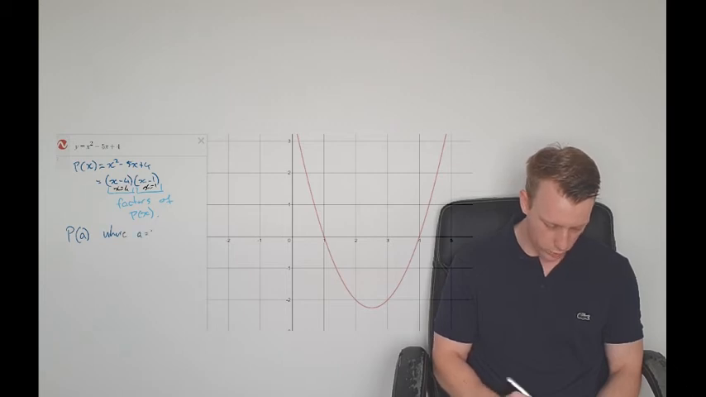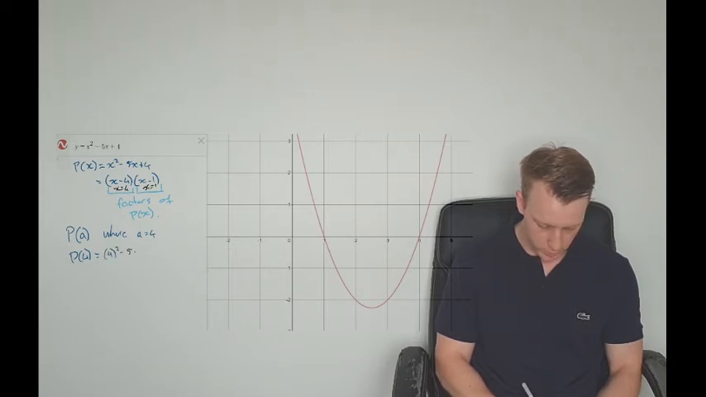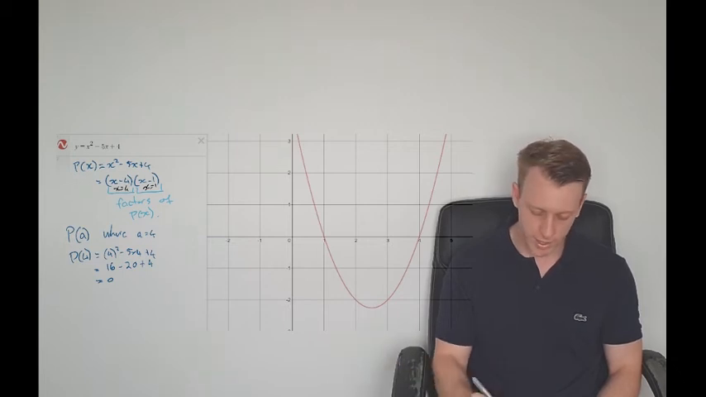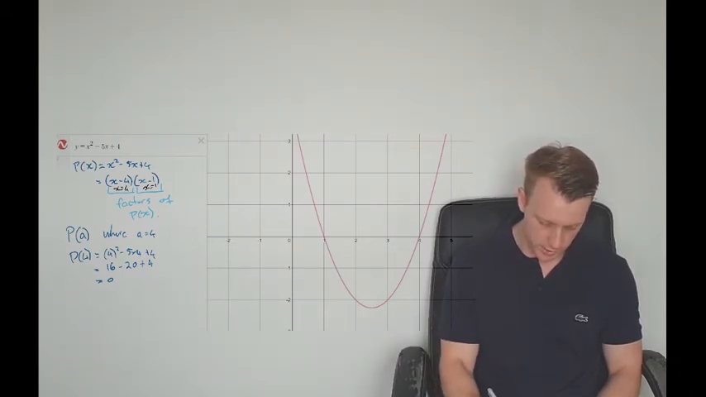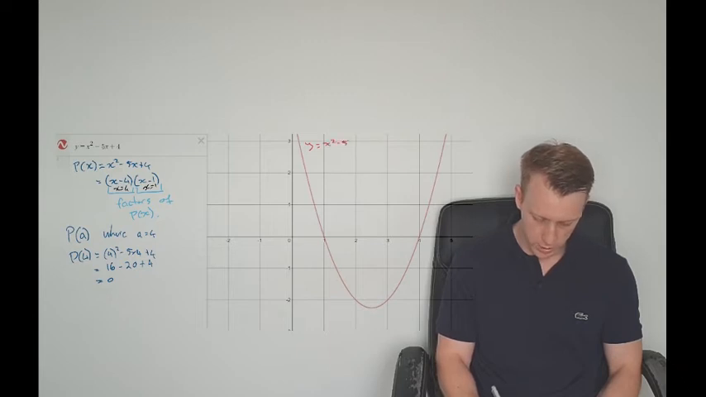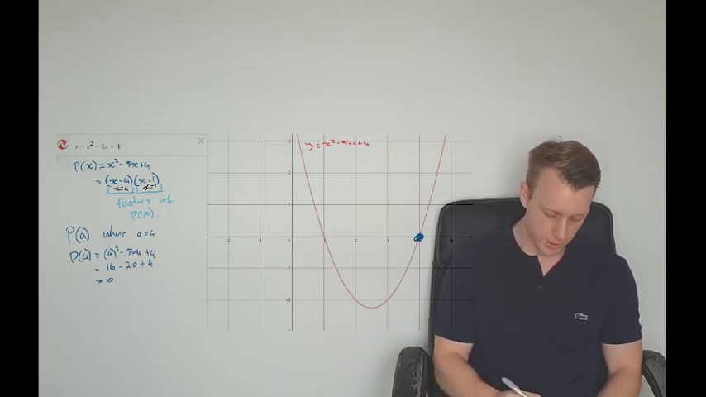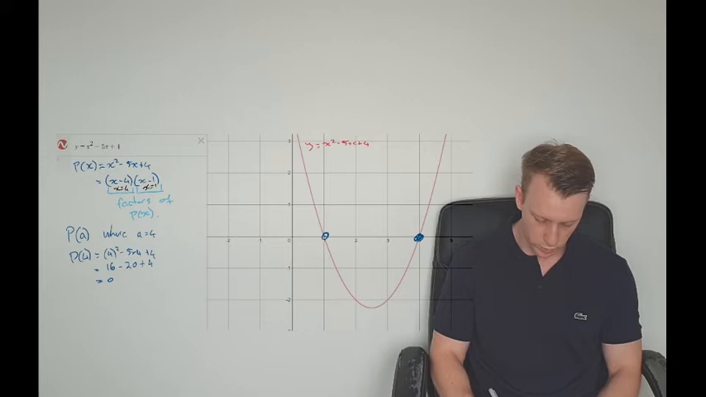where A is equal to 4, we say that P of 4 is equal to 4 squared minus 5 times 4 plus 4, which is equal to 16 minus 20 plus 4, which is equal to 0. As we would expect, because if we look at this graph, y equals x squared minus 5x plus 4, and we take a look at the point x equals 4, that is a root of the quadratic. Similar with x equals 1, it is a root of the quadratic.